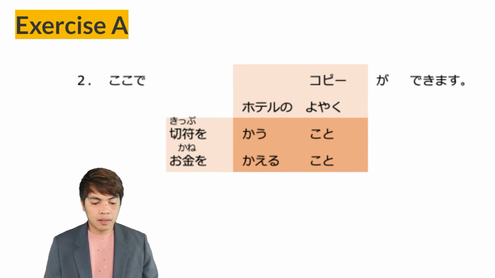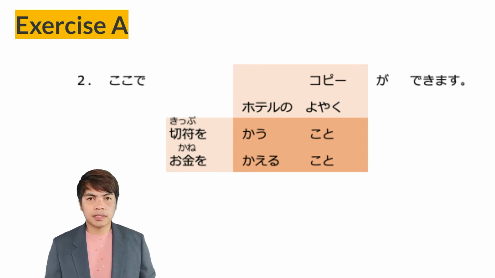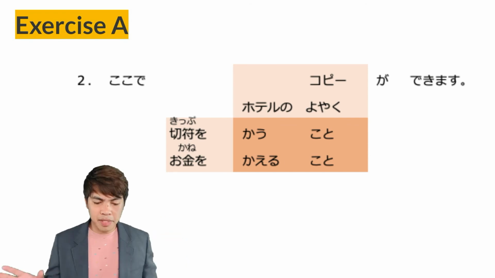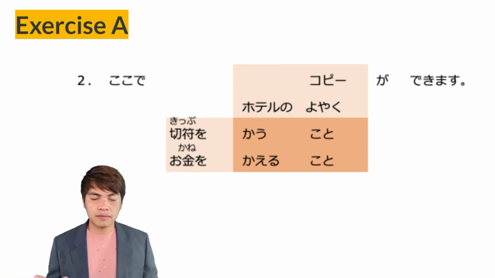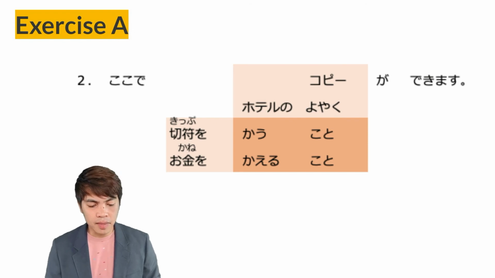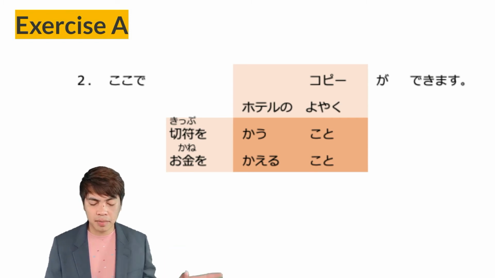Number 2, koko de kopi ga dekimasu. So another translation for the verb dekimasu aside from can do is possible, or something is possible. Kopi ga dekimasu means that copying is possible. You can photocopy here, koko de. Next, koko de hoteru no yoyaku ga dekimasu. You can book a hotel here. Next, koko de kippu o kau koto ga dekimasu. Kau koto from the verb kaimasu. Kau koto ga dekimasu. You can buy a ticket here.